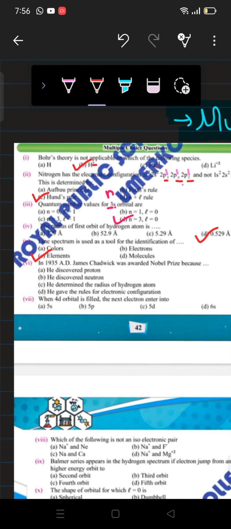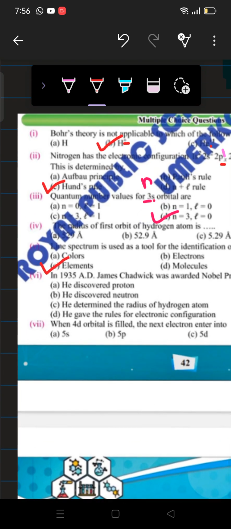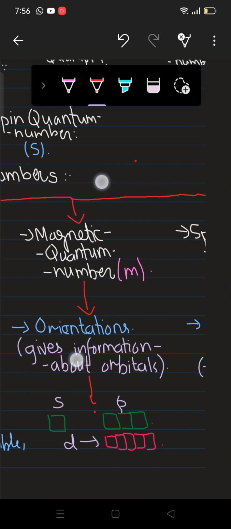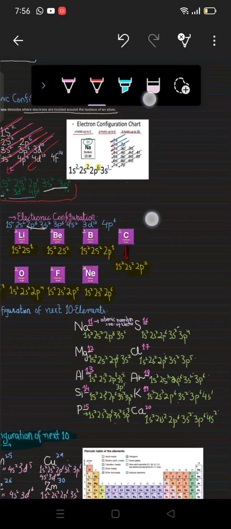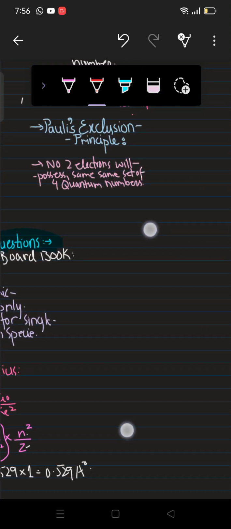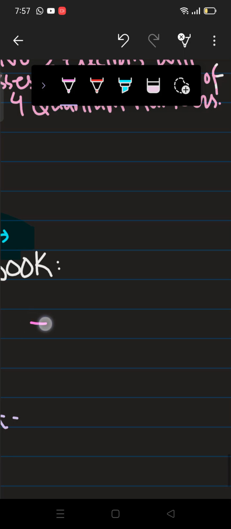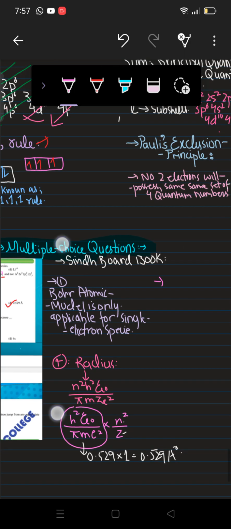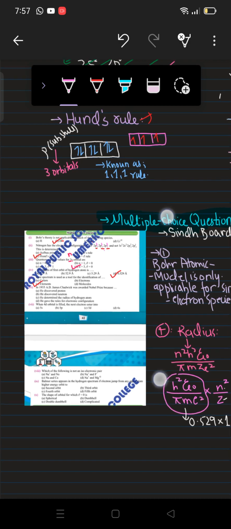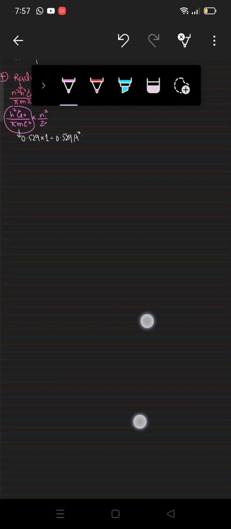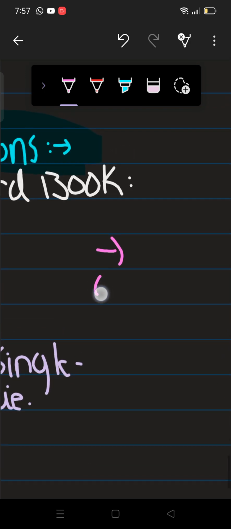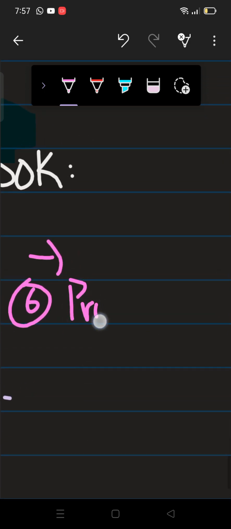Again, this is theory. In 1935 AD, James Chadwick was awarded the Nobel Prize because, initially, he discovered the proton. No, of course he hasn't discovered the proton. The proton was discovered by Goldstein, right? So let's write this here. Of course I don't know the MCQ number. Okay, this is 6. So, we know that the proton is discovered by Goldstein.